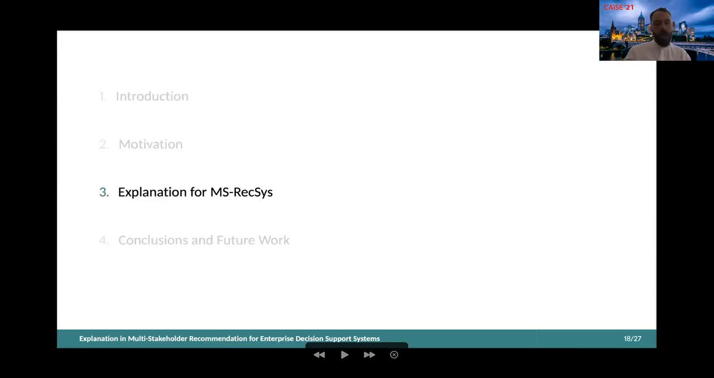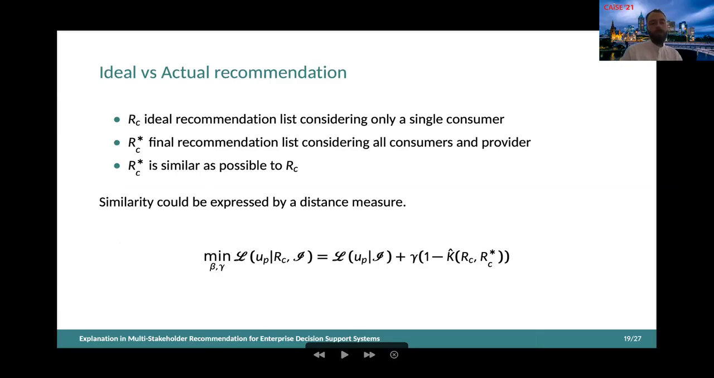Now, we try to address our problem of explanation in multi-stakeholder recommendation. Firstly, it's interesting to introduce the new recommendation list. The recommendation list provided by a multi-stakeholder recommender system, denoted with R*C, is a sort of re-ranking of the ideal recommendation list that a user can get if the provider utility is not taken into account. And we want this R*C to be as similar as possible to this ideal recommendation list.